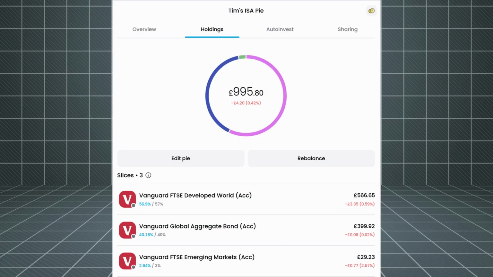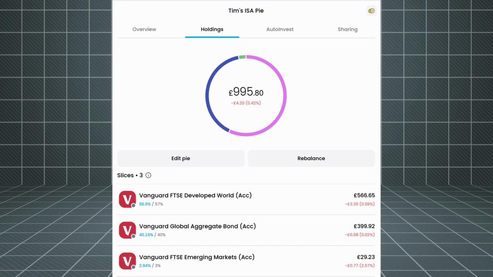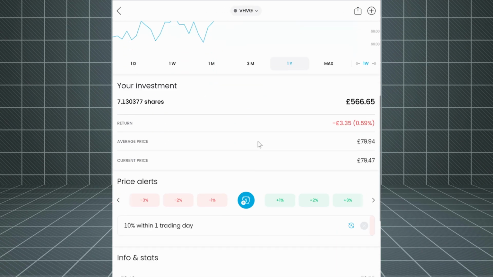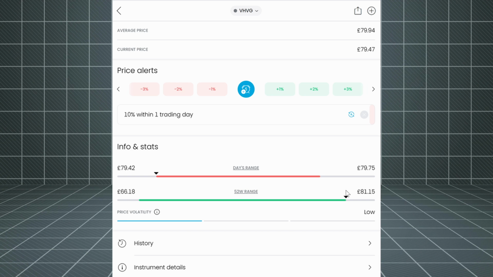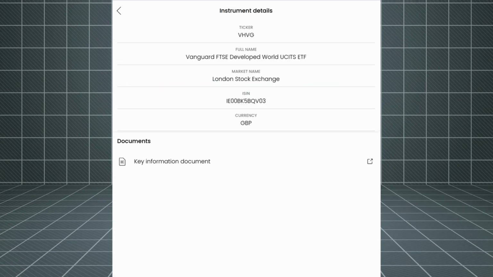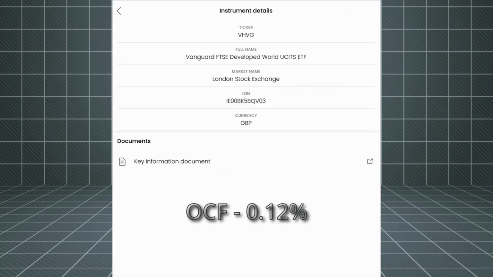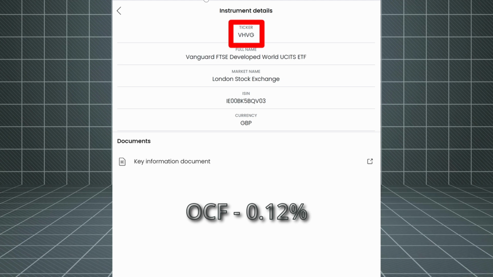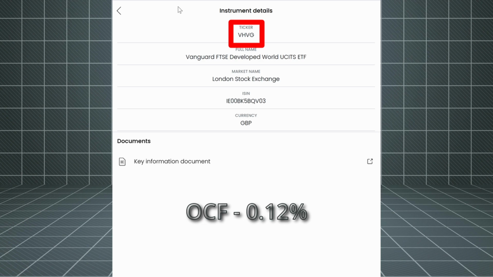57% is in the Vanguard FTSE Developed World ETF, ticker VHVG, with an OCF of 0.12%. This consists of countries from the developed world such as the US, UK, Japan, and larger European economies. That ticker symbol I just mentioned helps to identify the particular fund of choice across other platforms, and the ticker will be slightly different whether you choose the accumulating or the income version of the fund.